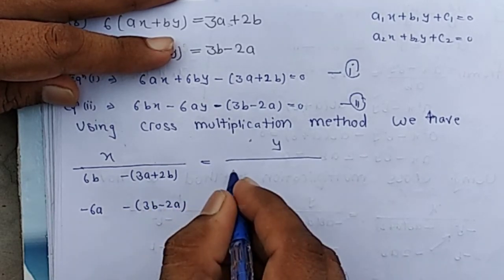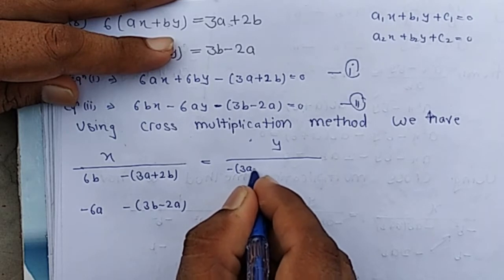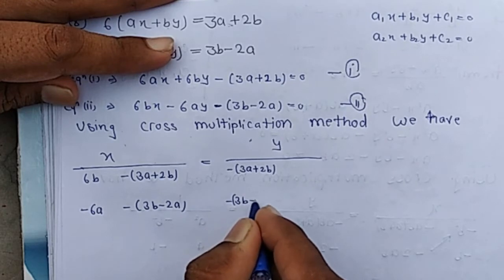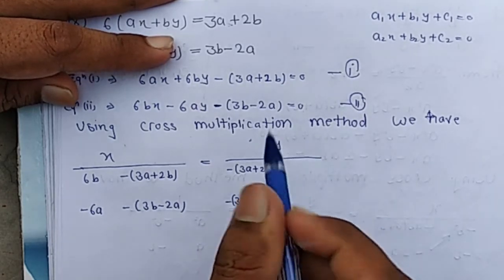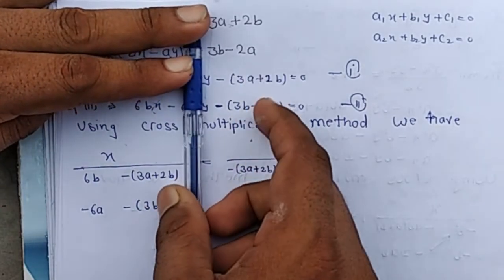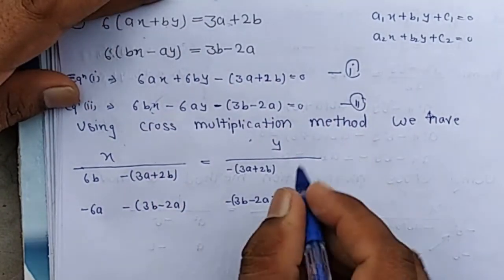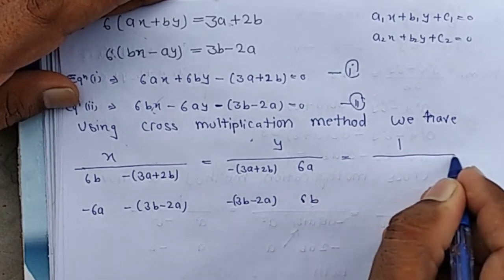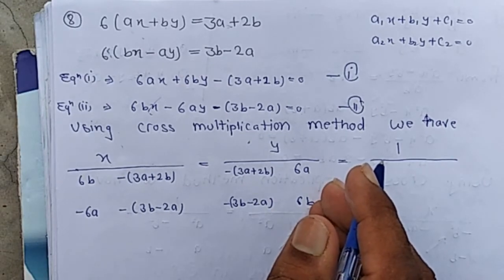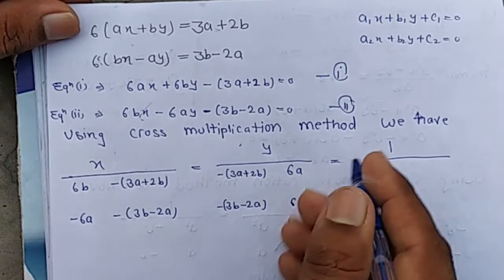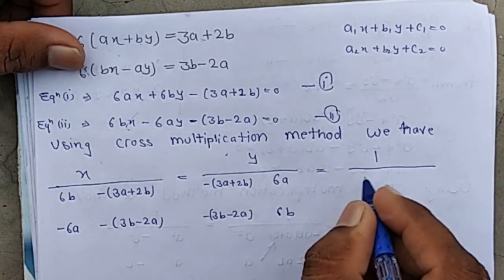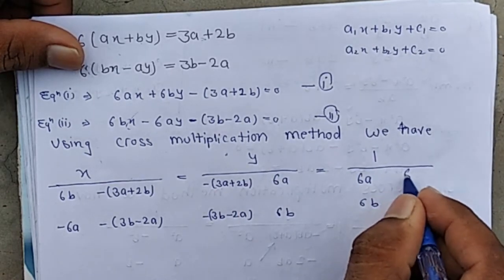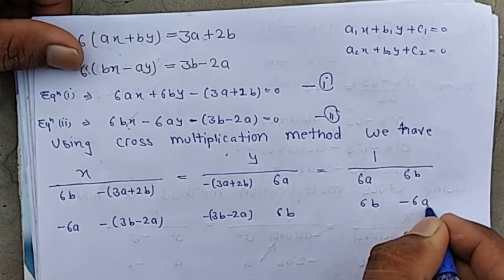Now for y, firstly we repeat this term, minus 3a plus 2b, minus 3b minus 2a, and the coefficient of x, hiding y, repeat this term, and the coefficient of x which is 6a, 6b. Now for 1 by, we have 6a, 6b, the coefficient of x and the coefficient of y, 6b minus 6a.